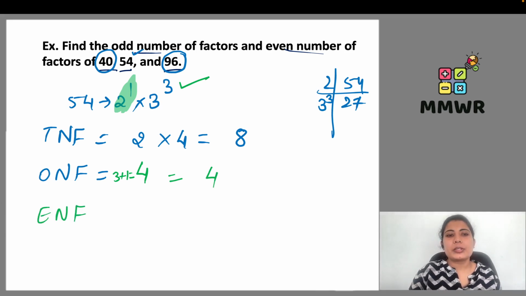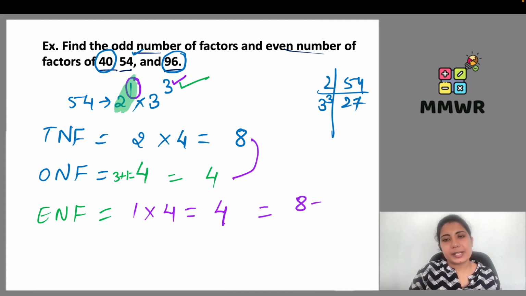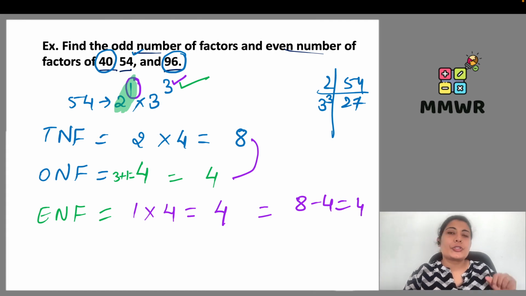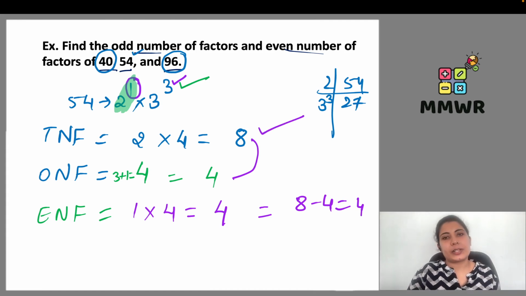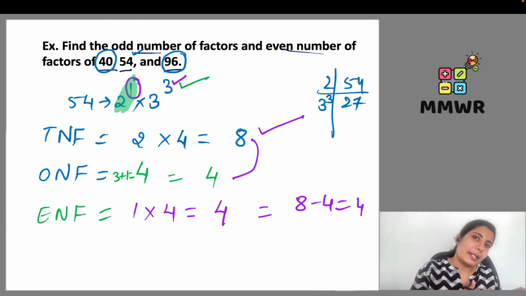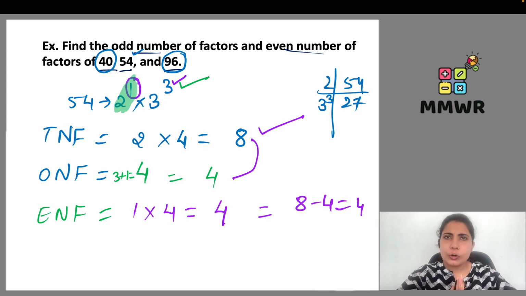And how many even number of factors are there? For even number of factors, I have to consider this multiplied with the successor of it. So 1 multiplied by 4 gives me 4, or I can have it as the difference of 8 minus 4 also, which is also 4. So for 54, how many total factors are there? 8 factors are there. Out of 8, 4 of them are even, 4 of them are odd. I hope you will definitely do this with different numbers. Try to take big numbers so that you will understand the importance of it, and your confidence will boost. Okay. So please practice for multiple examples.